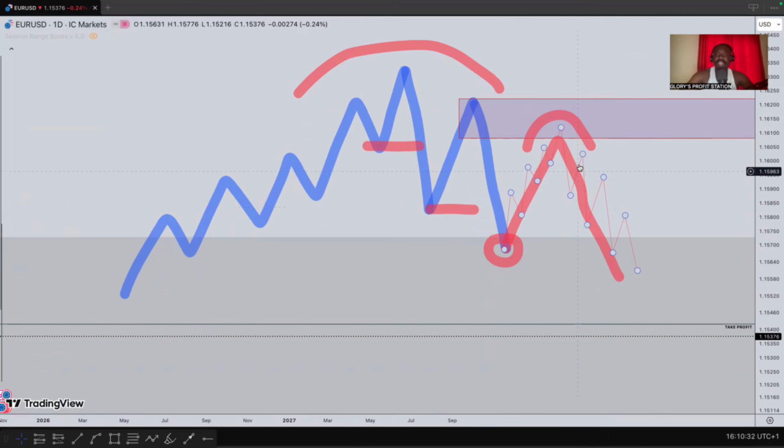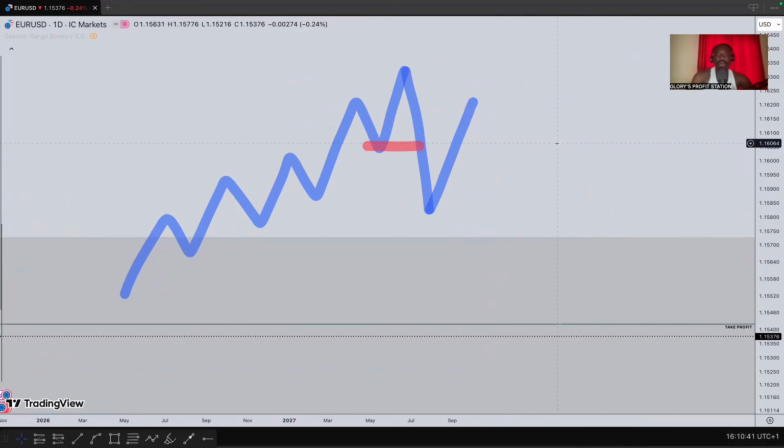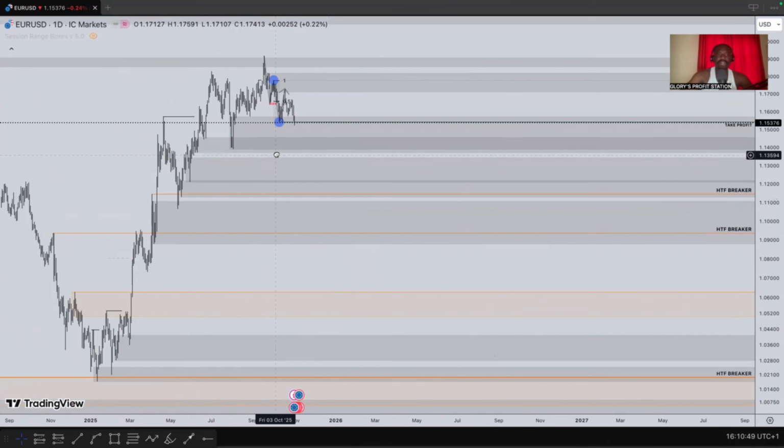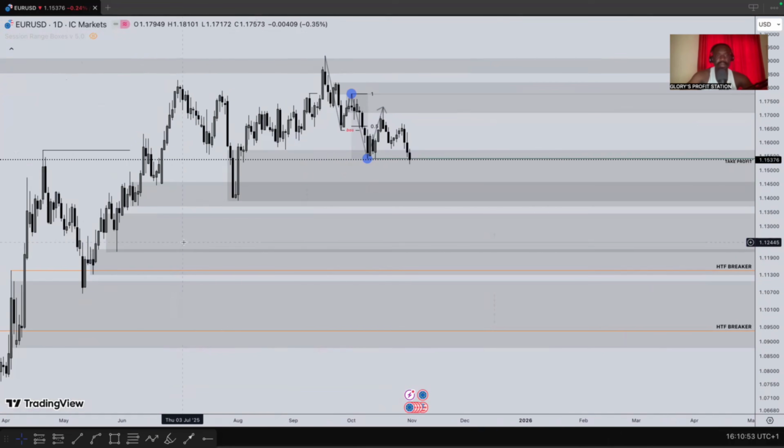Notice how I never said anything about liquidity. I never said anything about certain concepts that are very popularly thrown out there. All I'm doing here is reading market structure and using market structure to determine what the market is going to do. Now let's fall into the market. Let's see exactly what happened in the market.